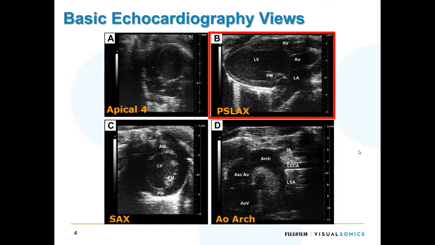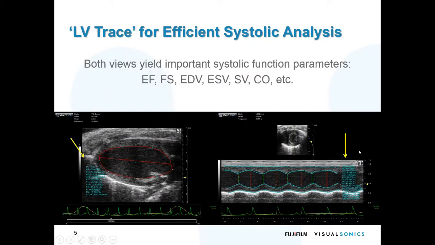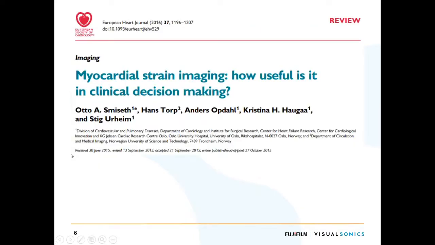So normal 2D ultrasound and M-mode imaging can give you a lot of important functional information. These are mostly systolic functional parameters like ejection fraction, fractional shortening, changes in volume, things like that, and really easy ways of measuring using a tool called LV trace. And that's great for really overt changes in function like ejection fraction, but if you want early subtle changes, that's when we start to use strain imaging.